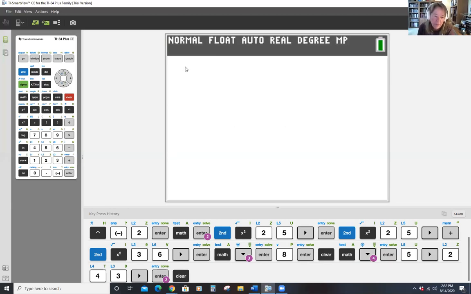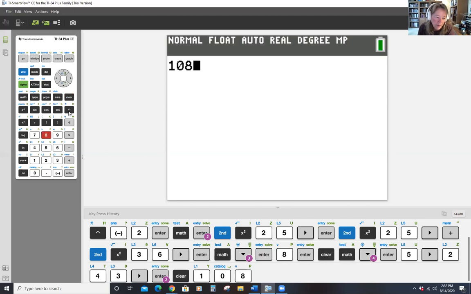So let's see what happens when the numbers get really big. I want everyone, if you look on your paper, we're going to enter 108 to the 4th power. And don't hit enter yet. We're just going to think about the number first.